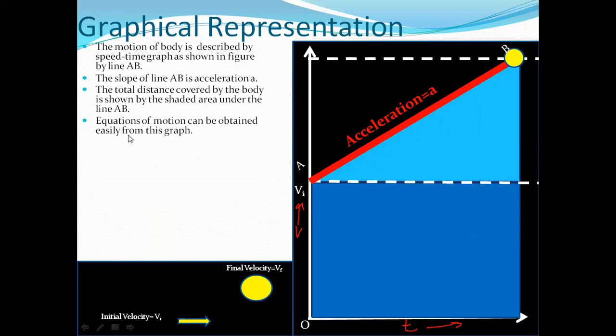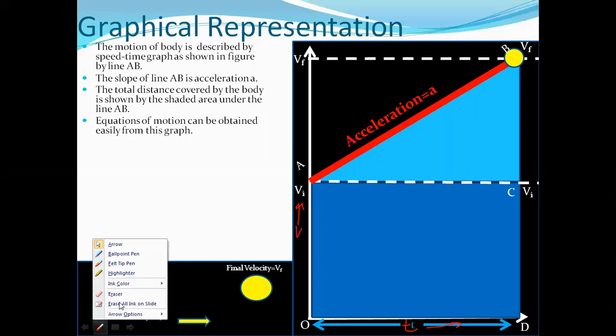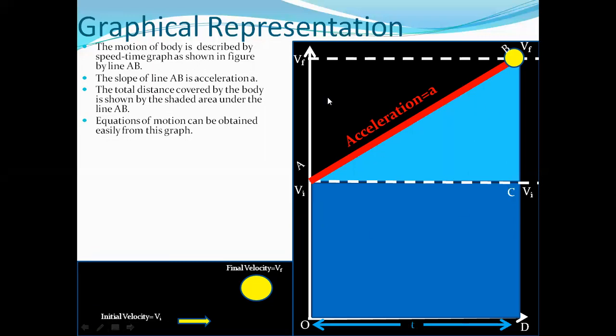Equation of motion can be obtained easily from this graph. Now we can obtain equation of motion from this whole graph. Here we have Vf, Vi, and this is time t from here to here. This is OD. Over here we have Vf, and that is why I'm removing all the writing part. So we have a body which is moving from initial velocity to final velocity in time t. So there was an increase.